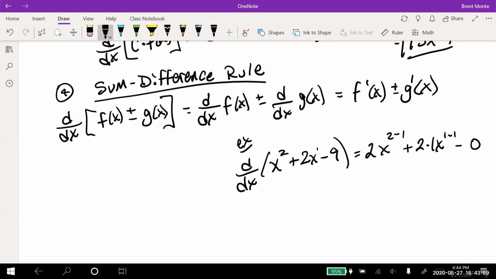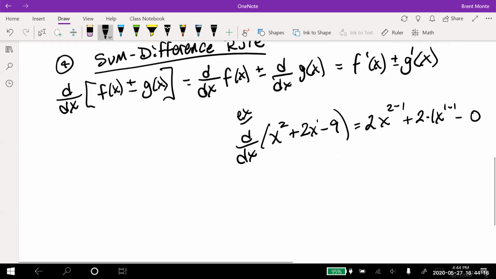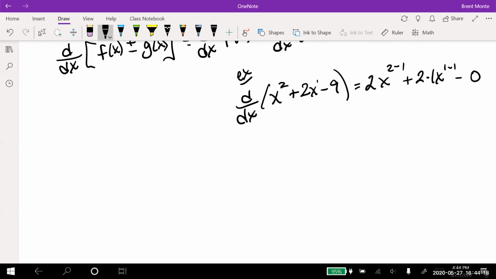I just used that property, the plus or minus property, the sum difference rule, because I took the derivative of the first one, plus took the derivative of the second one, minus took the derivative of the third one. I'm just taking the derivative of each piece individually and then adding or subtracting as appropriate. But let's see what this is. So that's x to the first. I'm just going to leave it as 2x.